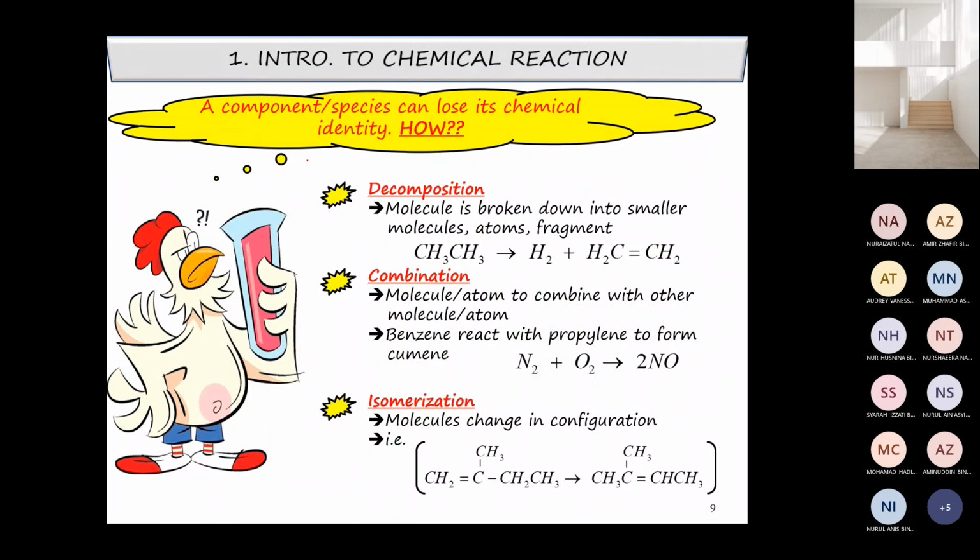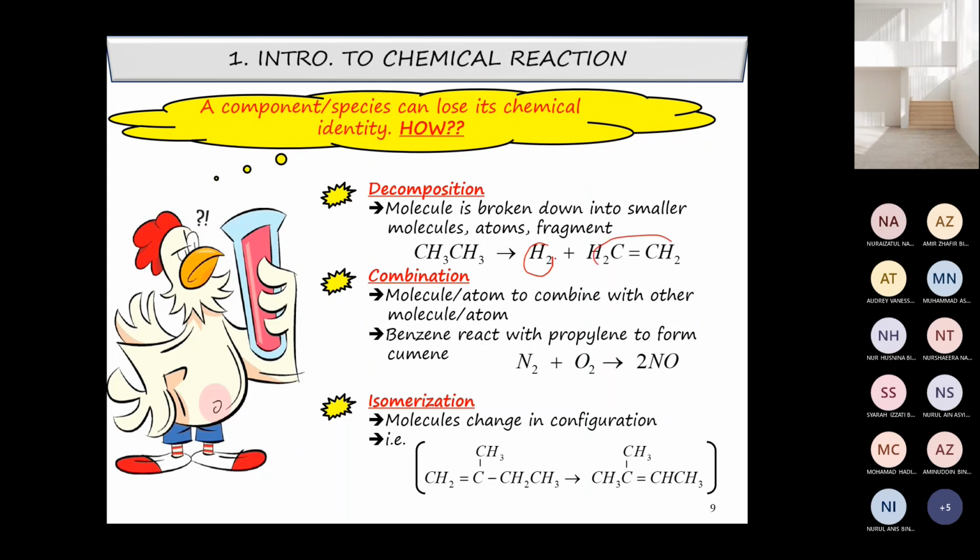Okay, so a component species can lose its chemical identity. How? Through this kind of mechanism. First, we have decomposition, which is when a molecule is broken down into smaller molecules, atoms, or fragments. If you can see, this is CH3, and then it will convert into two different molecules. We have a hydrogen here, and we have a molecule with a double bond here.